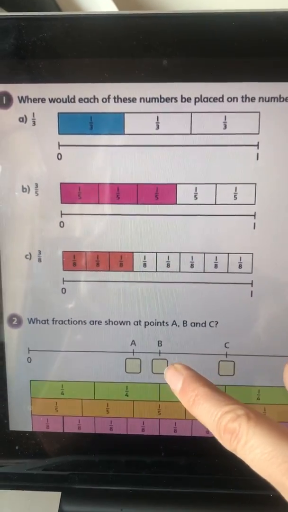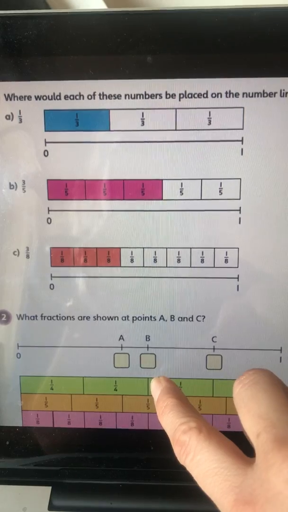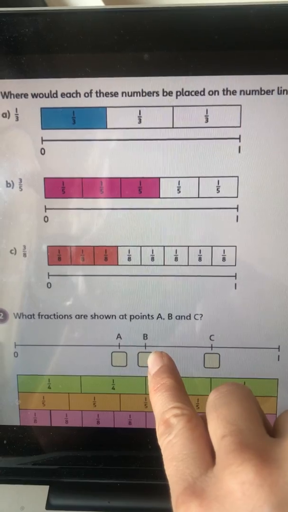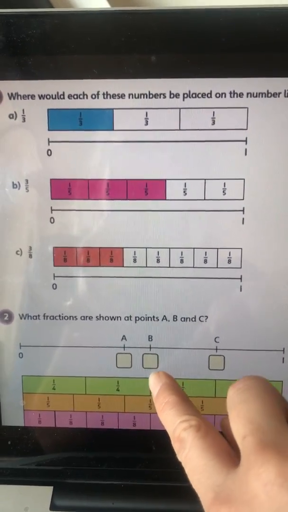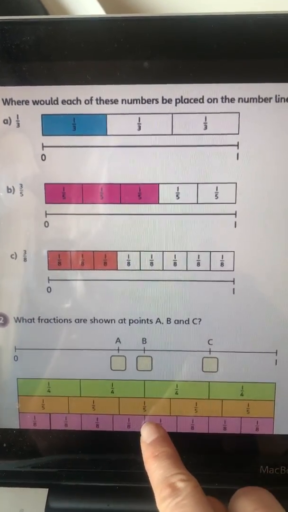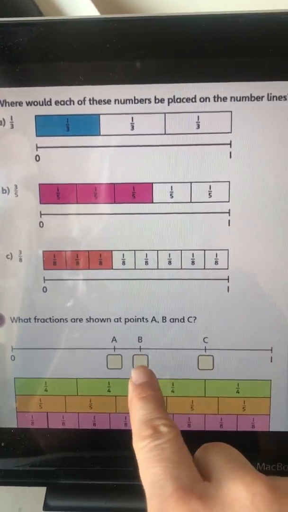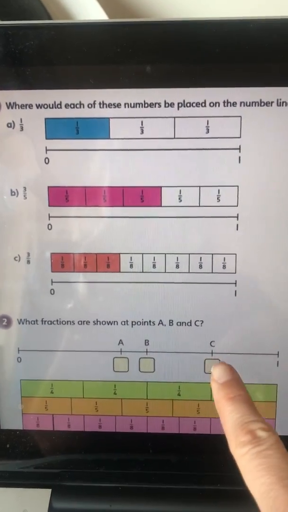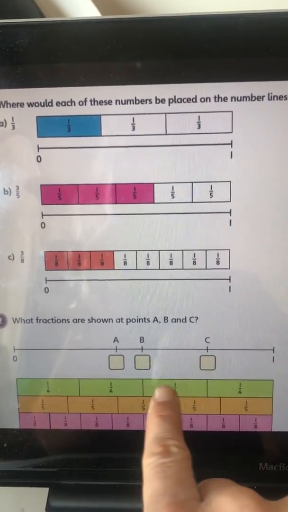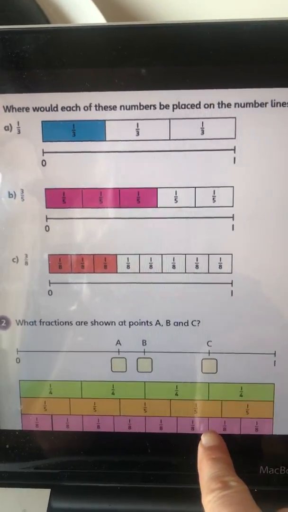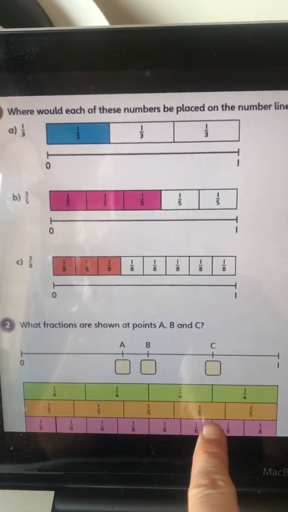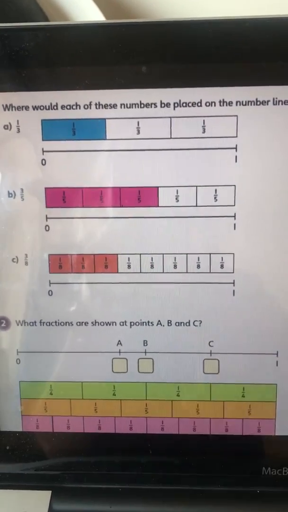Okay, so B, we can see is in line with our quarters line, isn't it, or our fourths. So it's in line with 1, 2. So we could say B is worth 2/4. All right, but also look, it's in line with eighths. It's in line with 1, 2, 3, 4. It's also in line with 4/8. So you could have 4/8 there. Okay, and then C is here, and we're going to go down, and it's here on our quarter line. So 1, 2, 3. C is worth 3/4. Or if you go down, it's worth 1, 2, 3, 4, 5, 6. 6/8. Okay, so that's your two options for C.